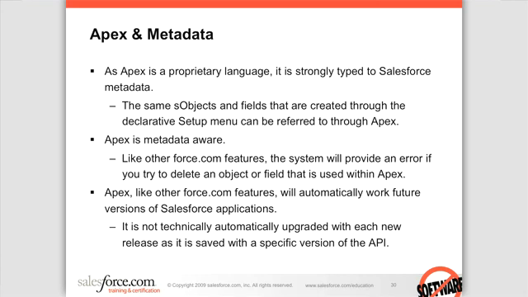Apex is a proprietary language. It is strongly typed to our Salesforce metadata. One of the great things about Apex is that the Salesforce environment takes a look for references to other things, like, for instance, fields. So let's say that in your code, you write a line of code and you're going to operate on a field in a Salesforce object, a custom or standard object.